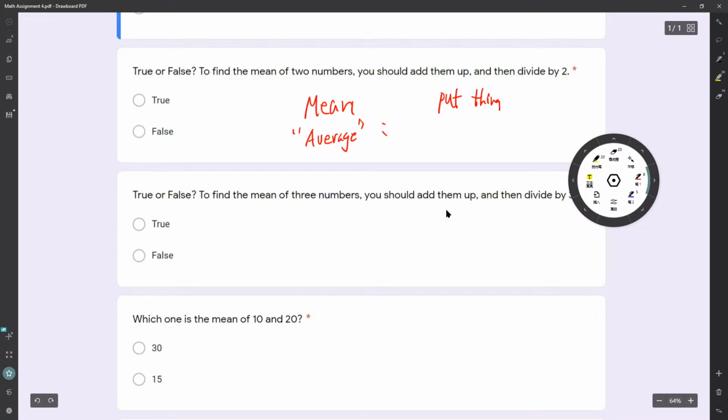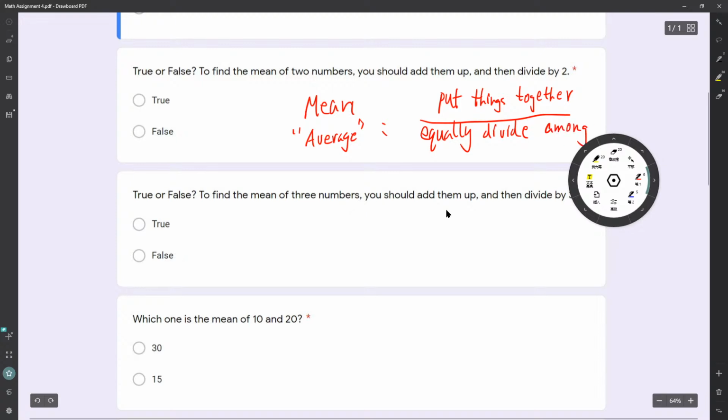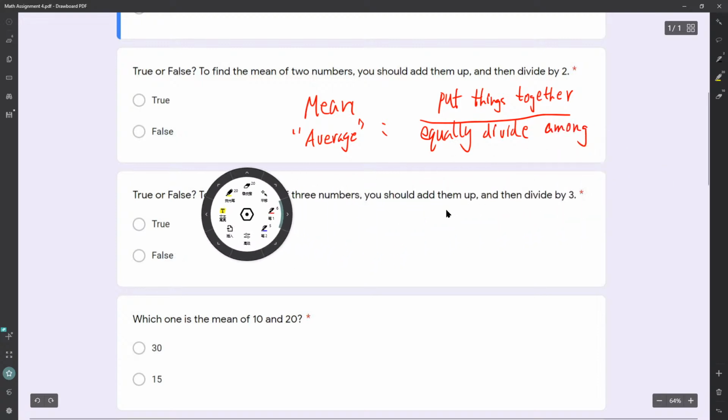things together and then equally divide among everyone. So that's the meaning of average or mean.